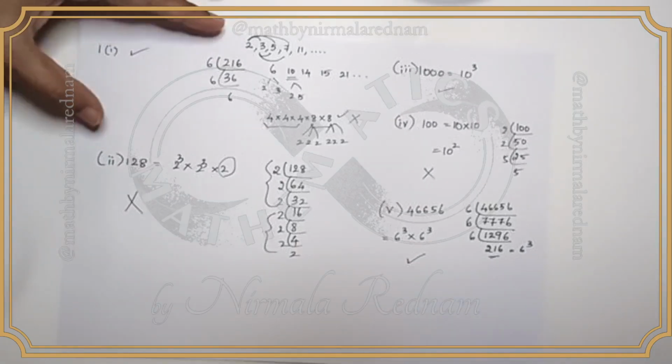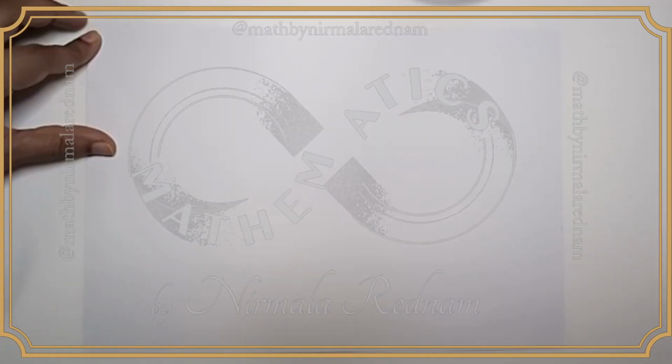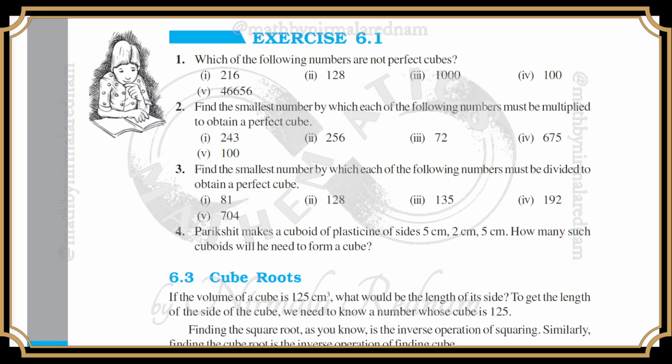This is your 5th question. So let's look at the second question. They're saying find the smallest number by which each of the following numbers must be multiplied to obtain a perfect cube. So clearly the given number is not a perfect cube, and here we need to factorize and see which are left out after grouping them into groups of 3, and then decide the number that it has to be multiplied with.